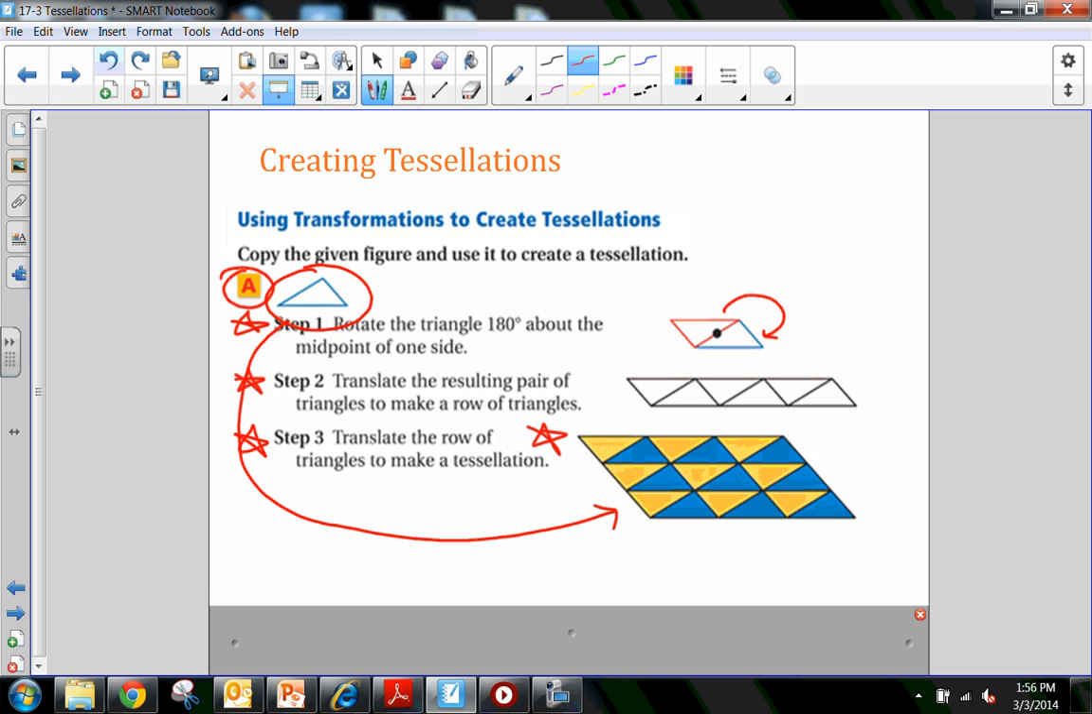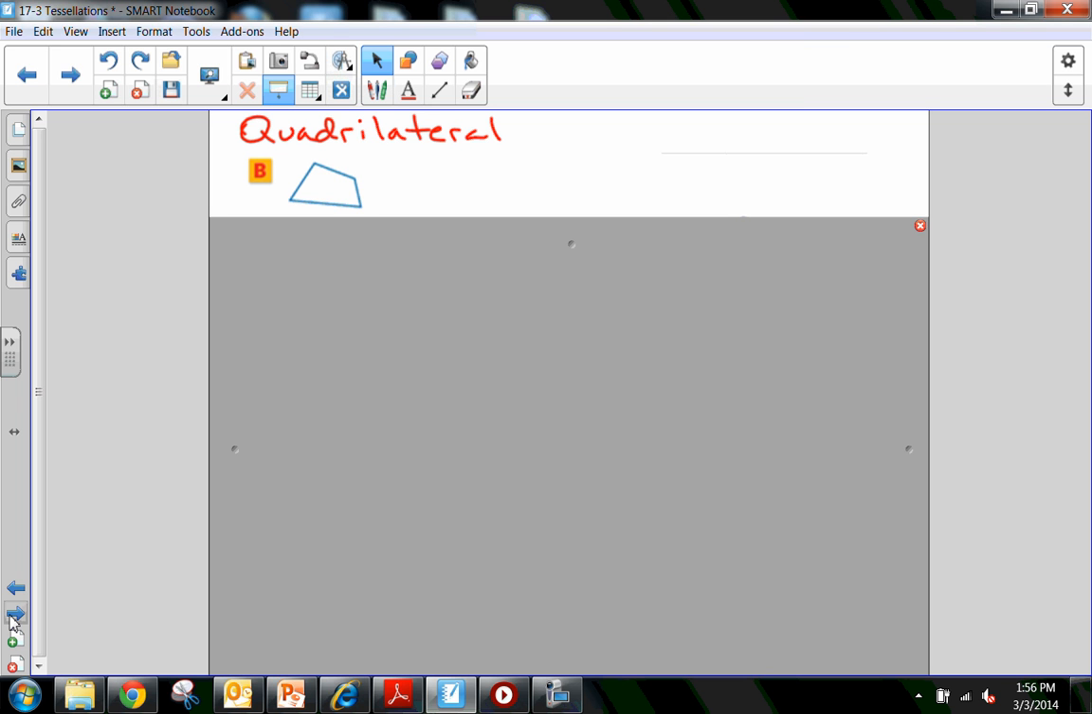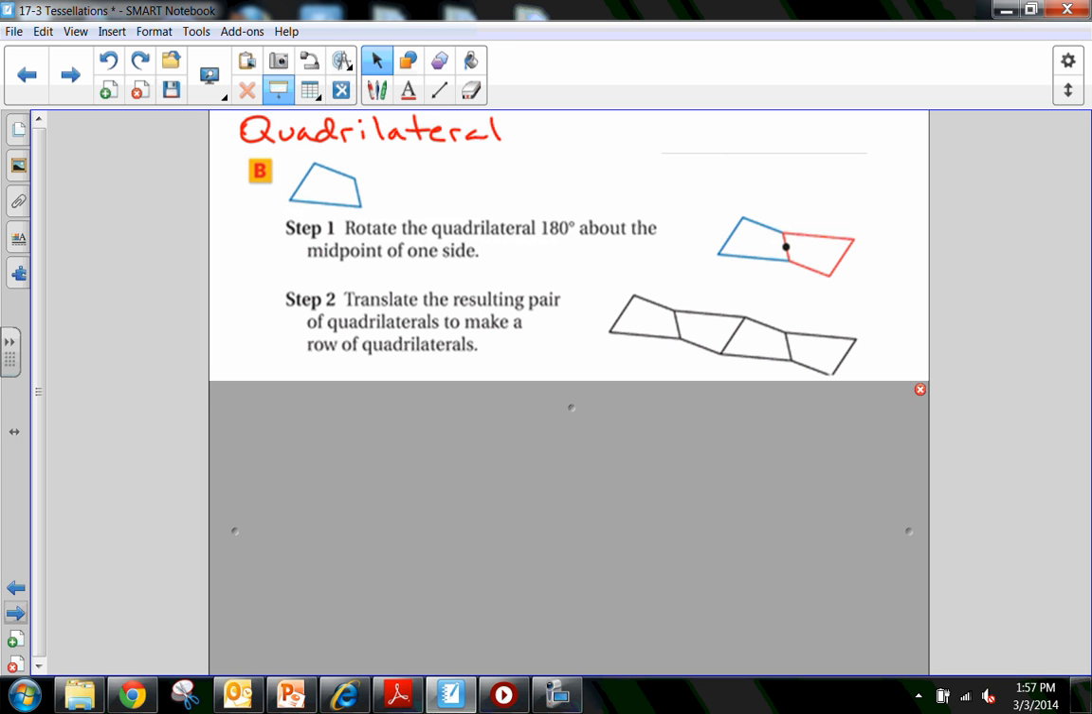Okay, so here is the next shape we're going to use, a quadrilateral, a four-sided figure. Make sure that you write down the steps for how to make a tessellation on your own. Okay, so here's how we're going to do this. First, we're going to rotate 180 about the midpoint of one of the sides. Okay, so when you do that, you can see what it makes, the blue and red shape. And then next, we're going to translate the same object again to the other side right here. Okay, so that's what it makes, that row.